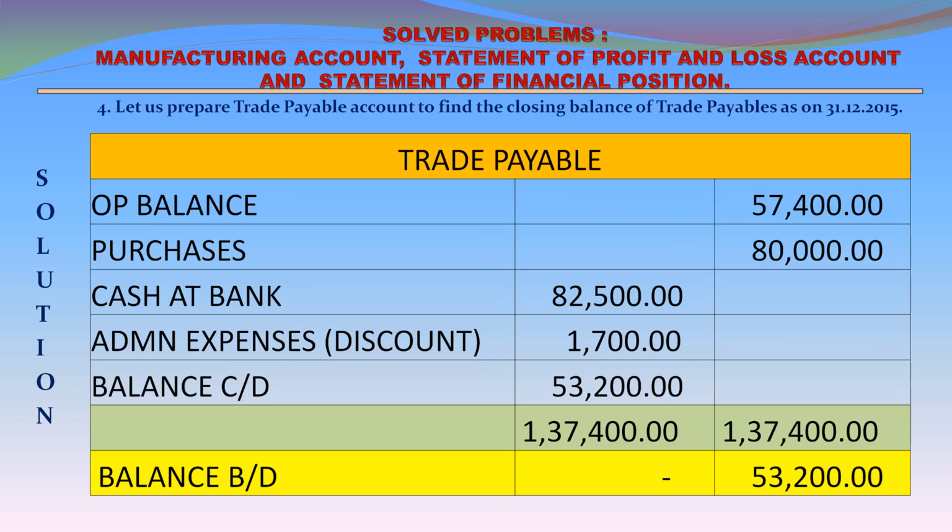Trade payable account opening balance credit 57,400. Purchases credit 80,000. Cash at bank 82,500. Admin expenses discount 1,700 debit. Balance carried forward 53,200 credit.